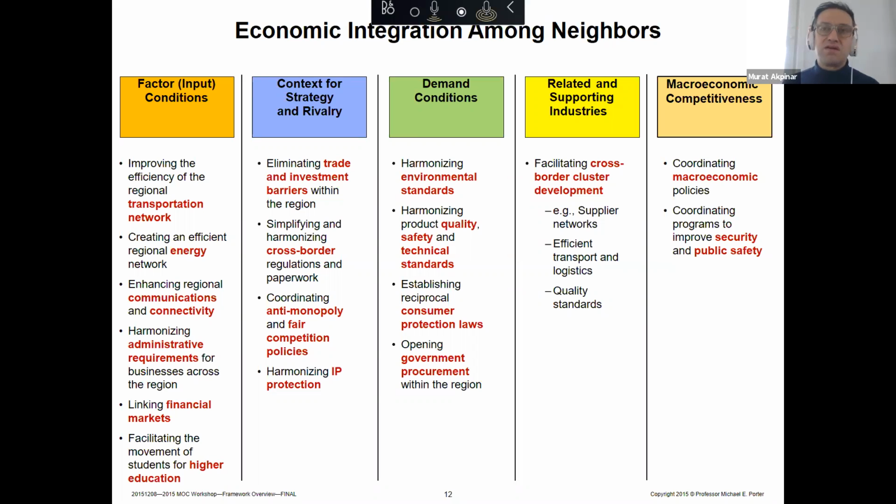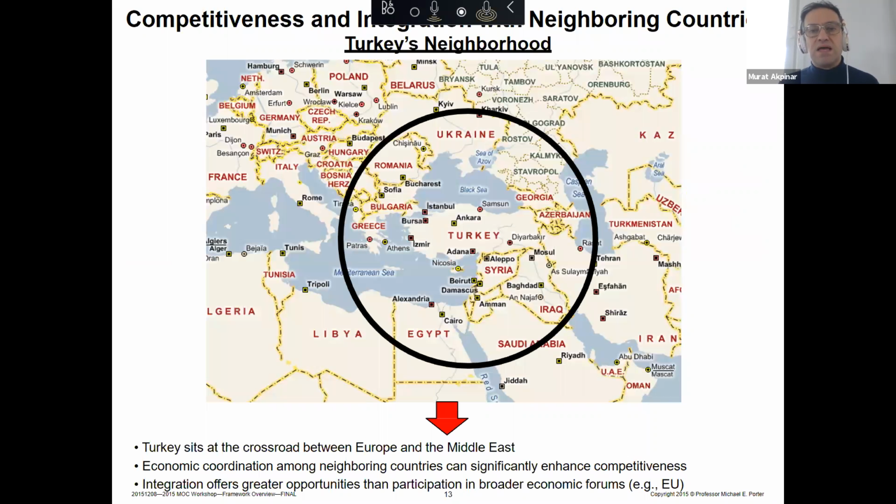Now I will give the example of Turkey. Turkey itself is not a producer of sources of energy. If you think about oil and gas, Turkey has very little production of oil, not even enough for its own domestic market.